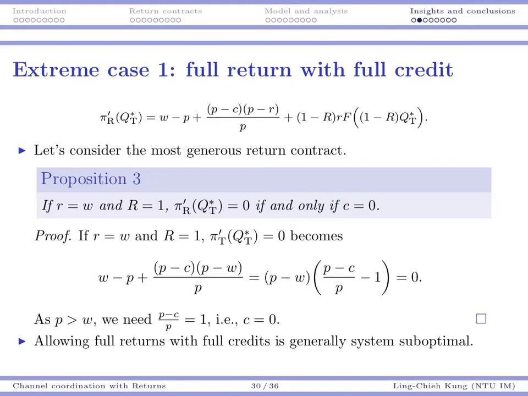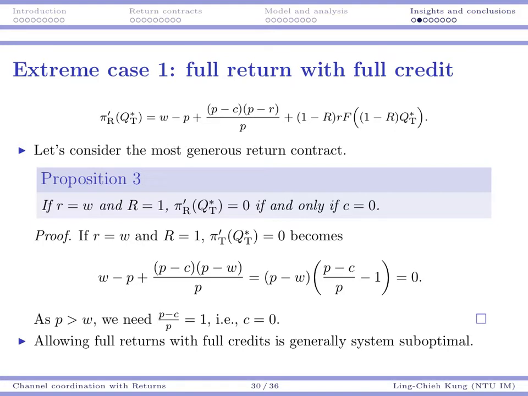To prove it is very simple. If we plug in r to be w and capital R to be 1, this equation can be reduced to this one. And because we know p is greater than w, the only possibility is for c to be 0 so that this equation can be 0. So this proposition is true for every possible demand function.